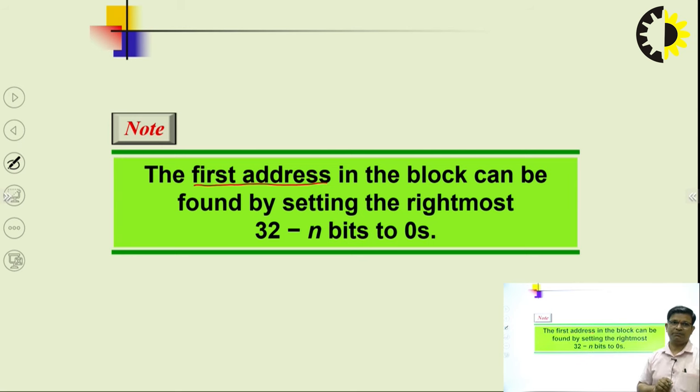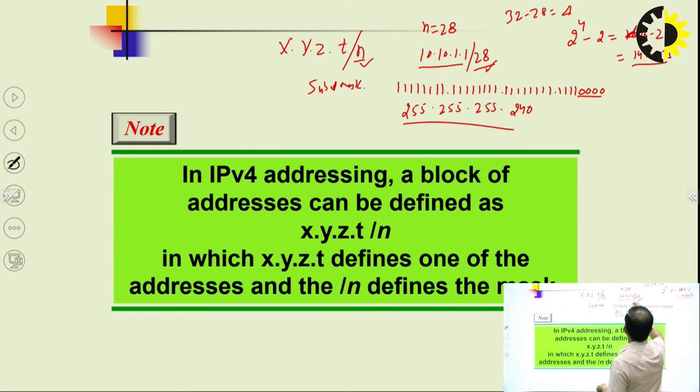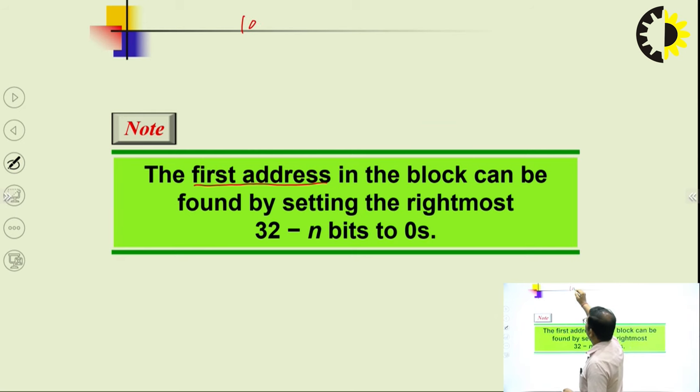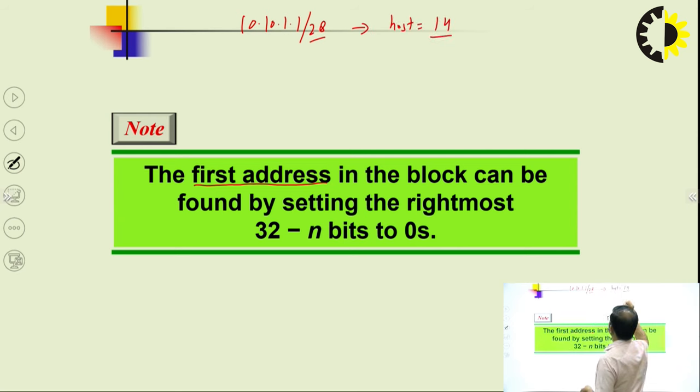First address. What is the first address? We are saying that we are using this IP address, 10.10.1.1/28. So the total number of hosts is 14. So what is the series of IP addresses, the first IP address and the last IP address?